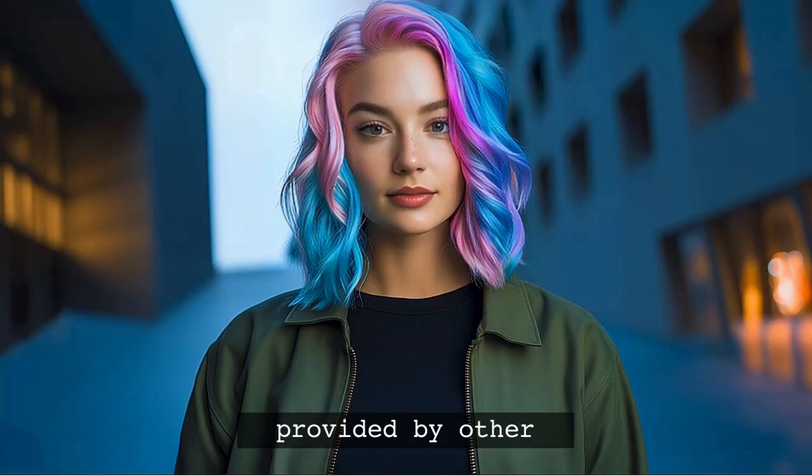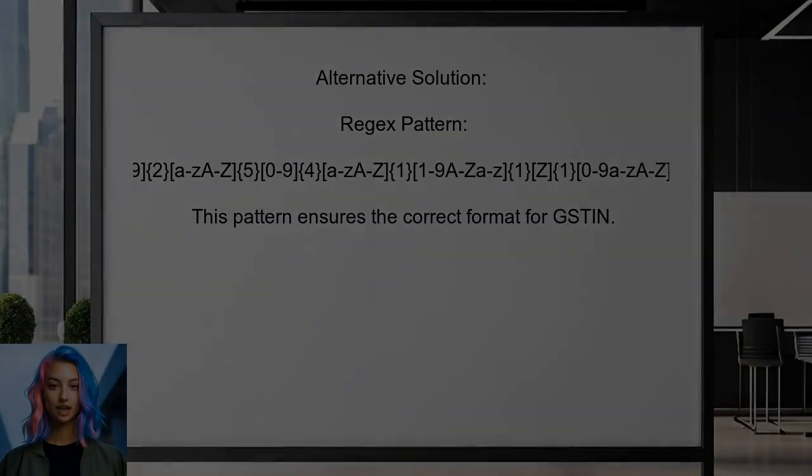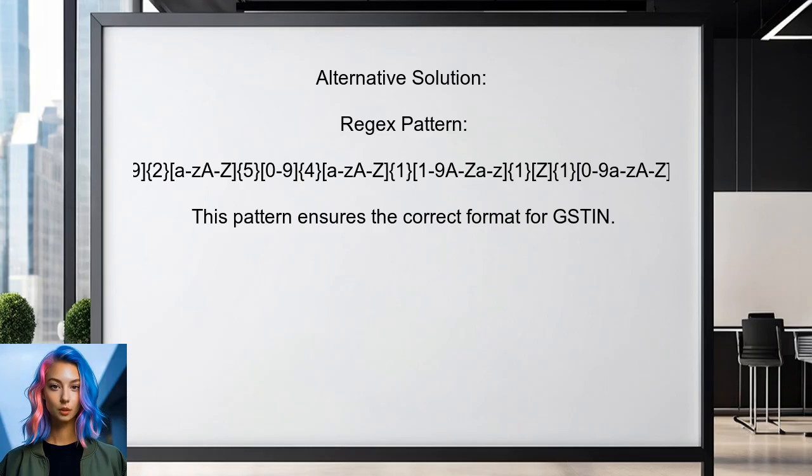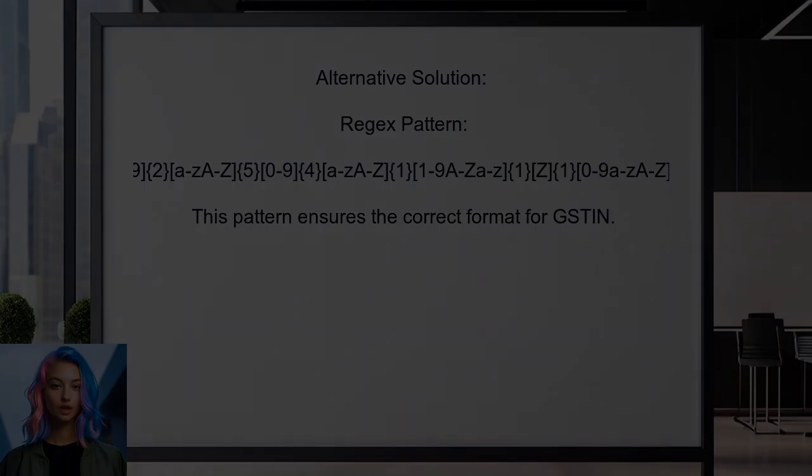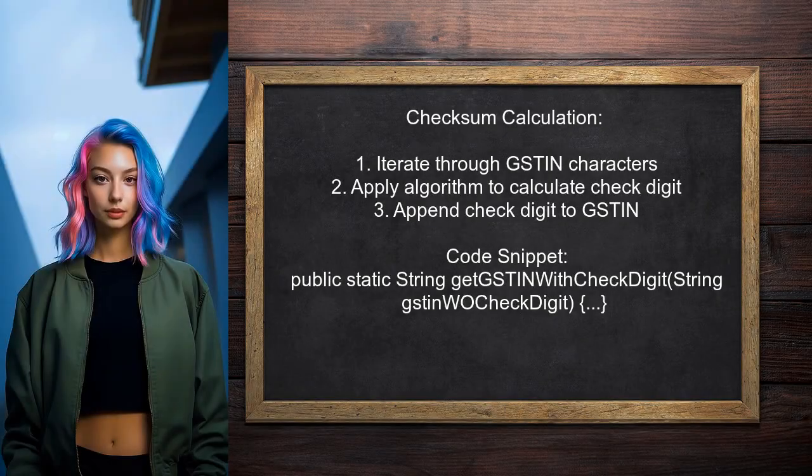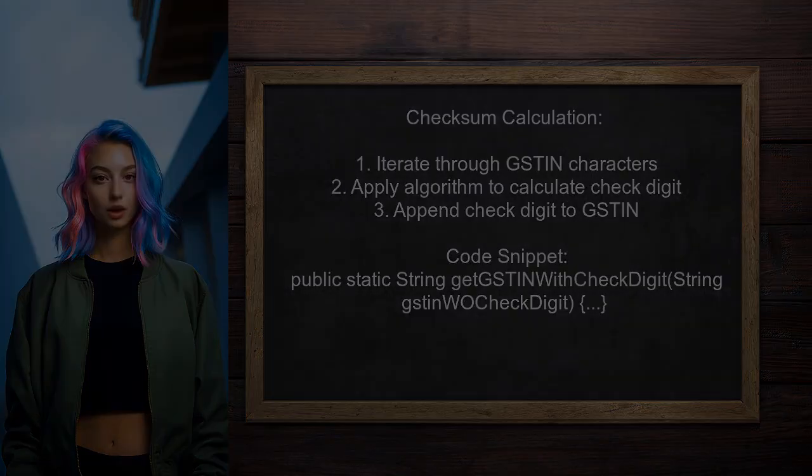Now, let's look at the answers provided by other users. An alternative approach provided by another user includes a regular expression for validating a GST identification number. They suggest using a specific regex pattern that captures the structure of the GSTIN, which consists of 2 digits for the state code, followed by 5 letters, 4 digits, 1 letter, and a check digit. Additionally, they provide a code snippet for calculating the checksum digit of the GSTN. This method involves iterating through the characters, applying a specific algorithm to derive the check digit, and appending it to the GSTN without the check digit.